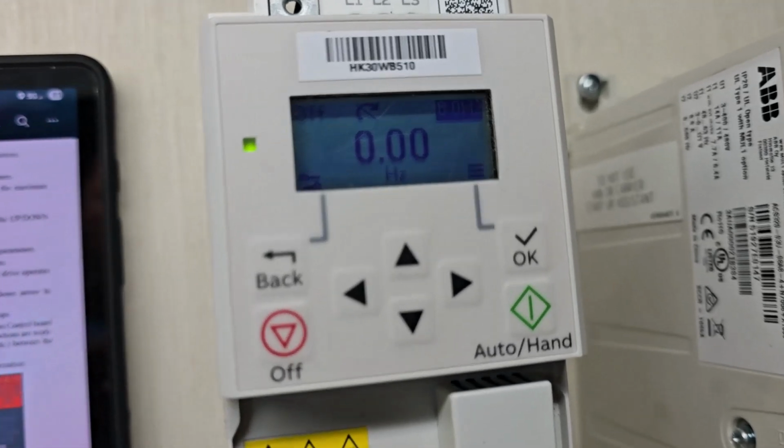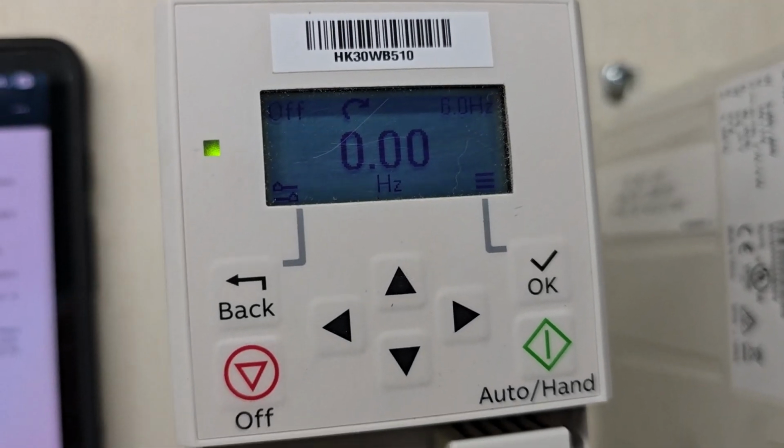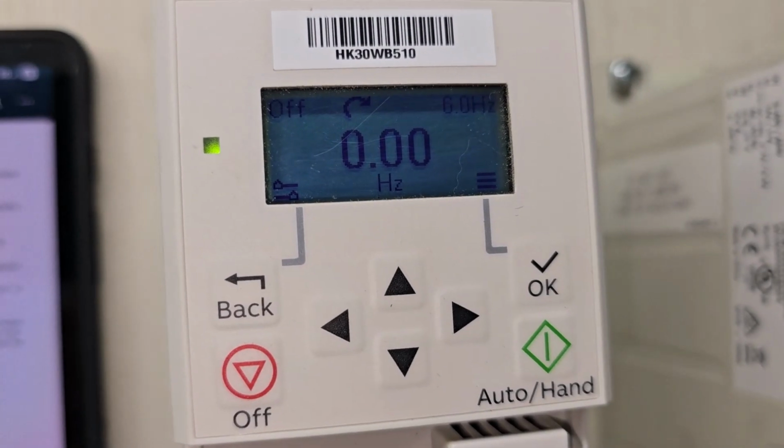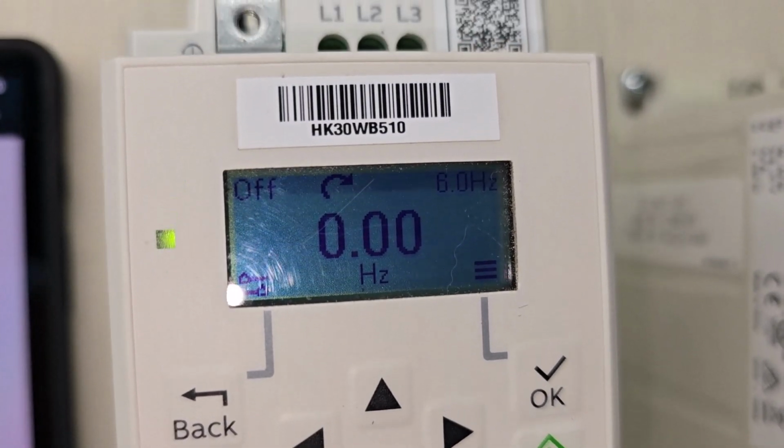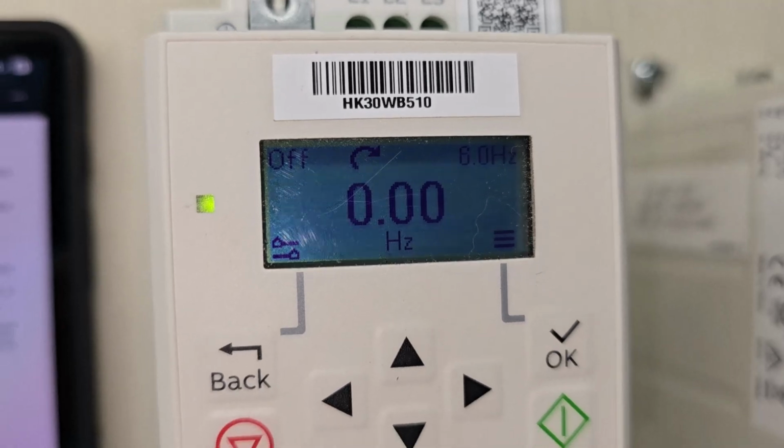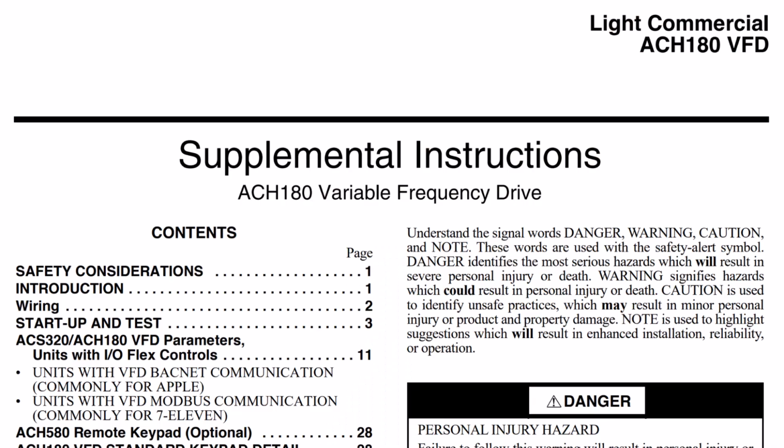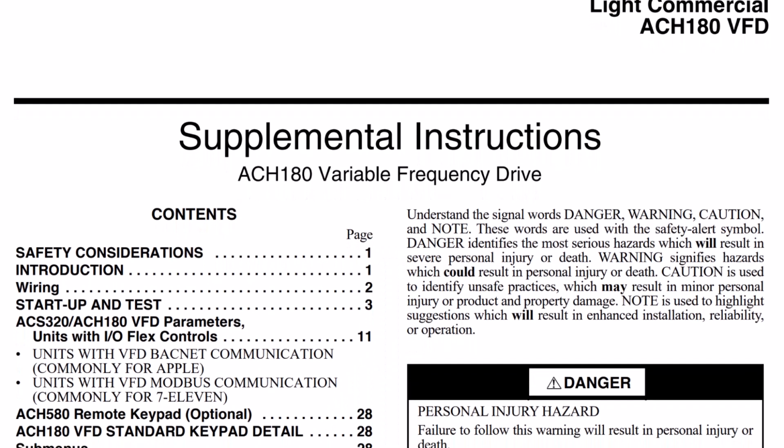If you wired and powered the drive, note that you may have an error, or the drive will only run at 6 Hz or not at all. Make sure to press the off button to stop the drive. Use the installation manual to find the control parameters.